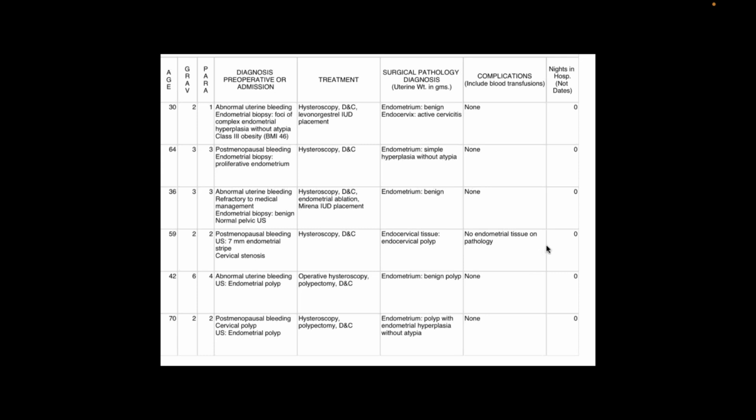All right, I'm going to go through a couple of them myself, and I'll start off here with case number 30. First thing I'm going to talk about is how this is constructed with case number 30. So for this particular case, you have a 30-year-old G2P1 that came in with complaints of abnormal uterine bleeding.